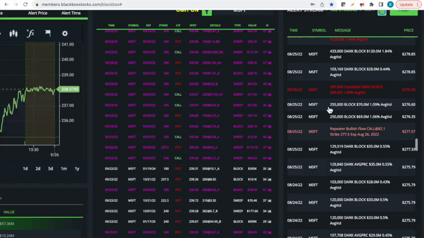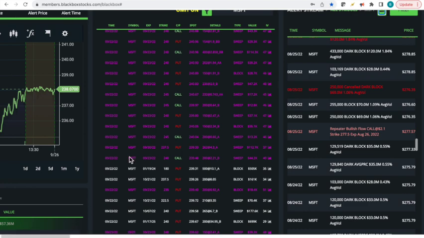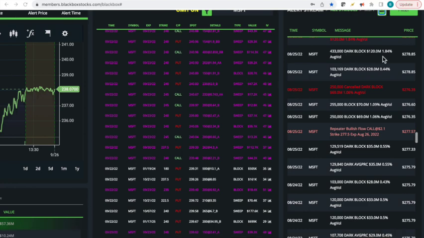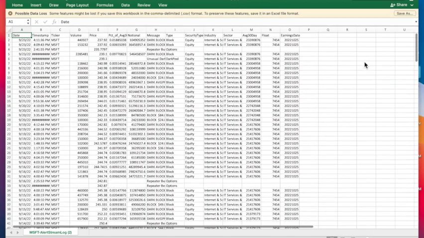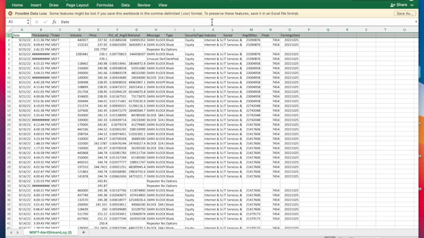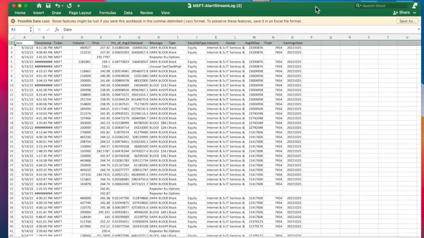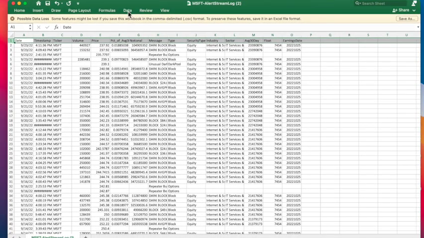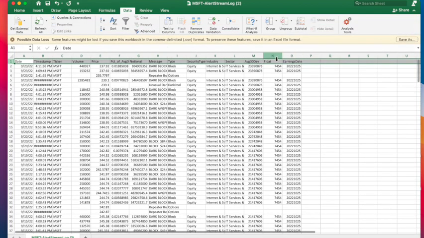So I'm going to open this one up in Excel, and basically what I like to do when I'm using the Darkpool feed is focus on the Darkpool prints that have the highest volume.